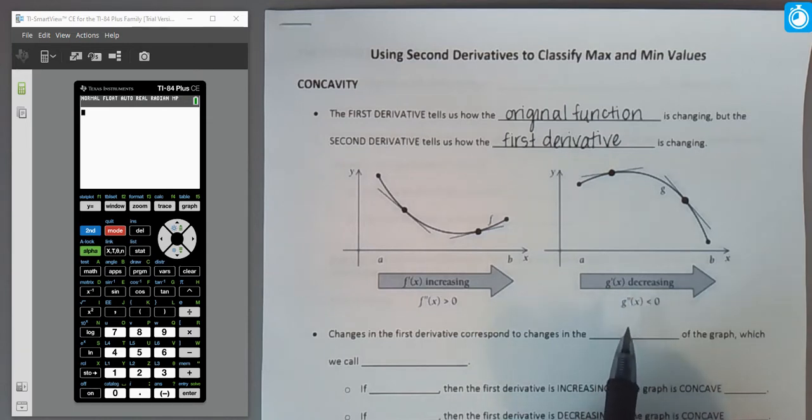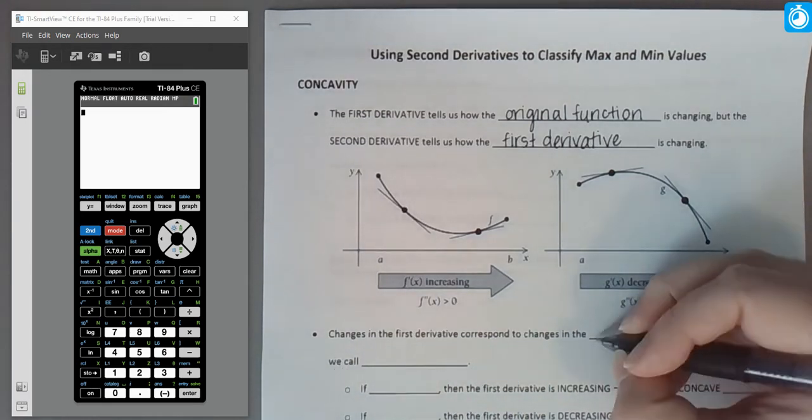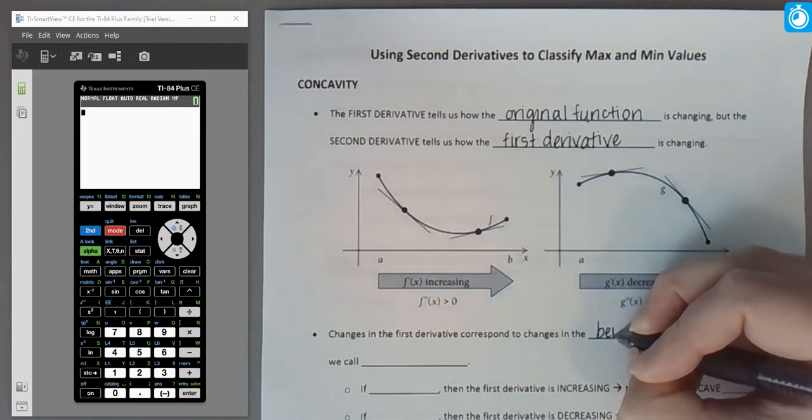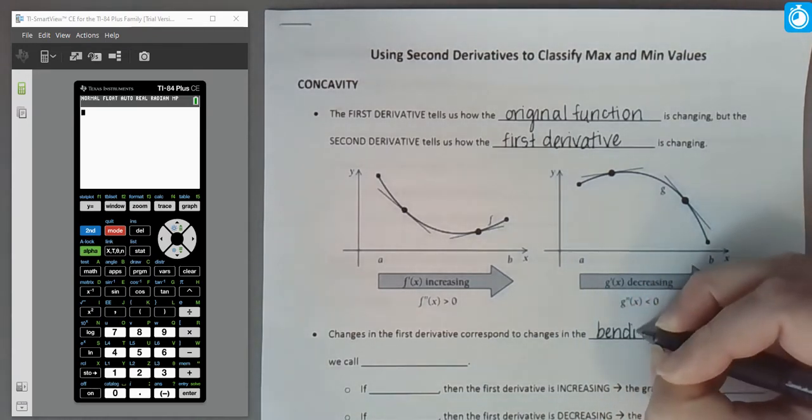Again, if the derivative represents the rate of change of the previous function, then the second derivative tells us how the first derivative is changing. If the second derivative is negative, that tells us the first derivative is getting smaller. The rate of change is negative, so it's going down. So changes in the first derivative correspond to changes in the bending of the graph. That's what we can see from these two graphs.